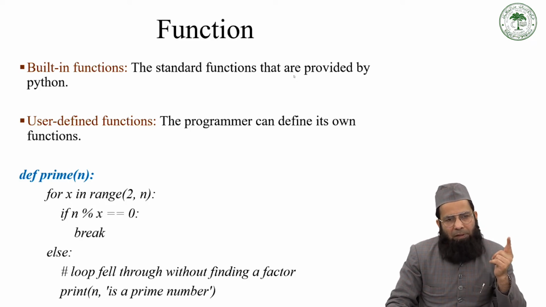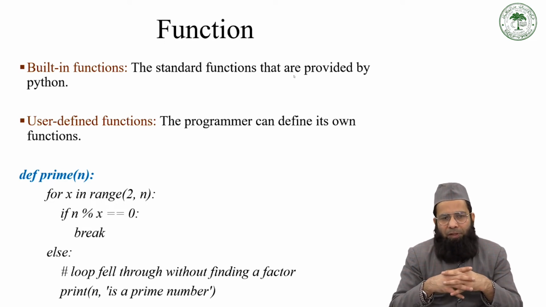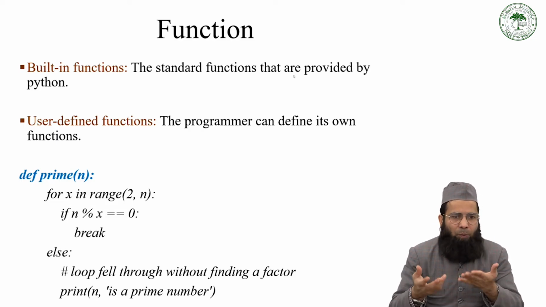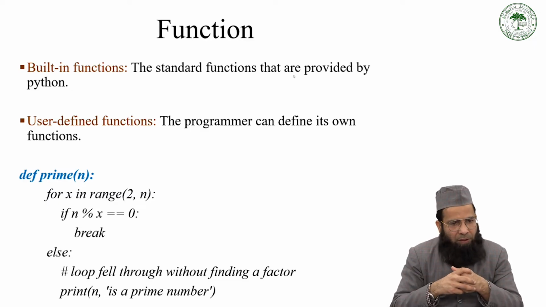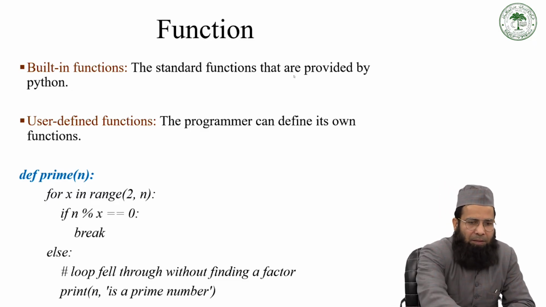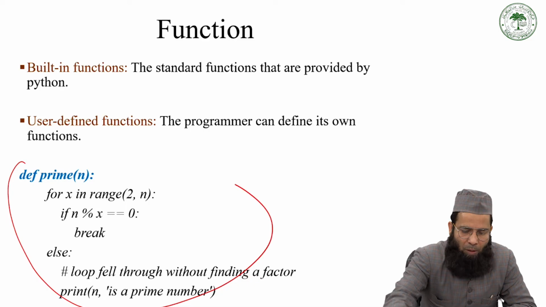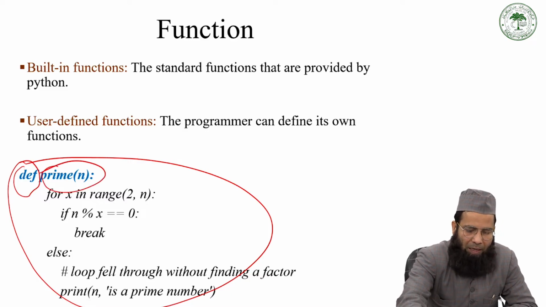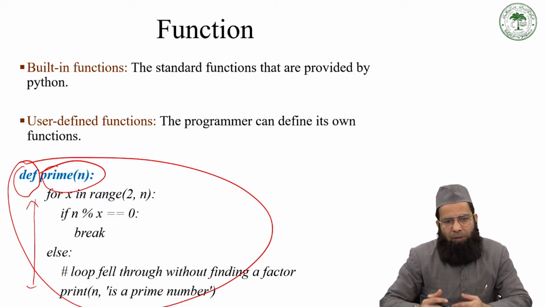Now functions can be categorized into two different categories: built-in functions and user-defined functions. The standard functions that are provided by Python, that we have seen, like input and print, are built-in functions. In a user-defined function, the programmer can define their own function, and in this case, this is the programmer-defined function. Let me use the pen. You define a function using the keyword def, and this is the name of the function, and you write code for that. So this is the user-defined function.